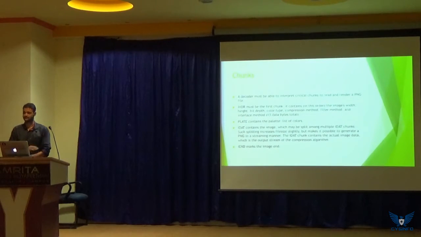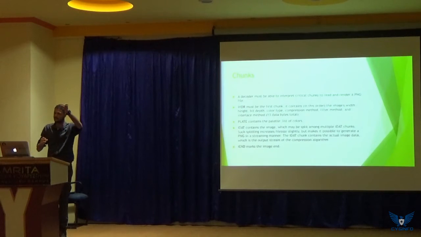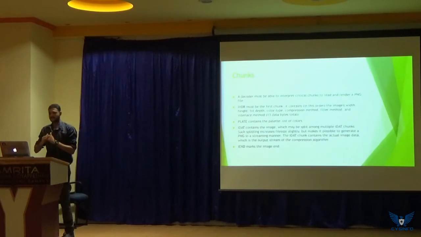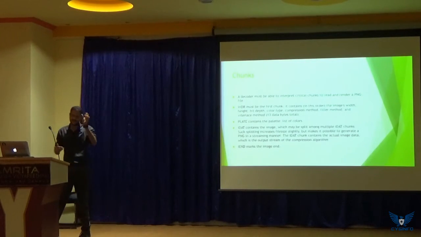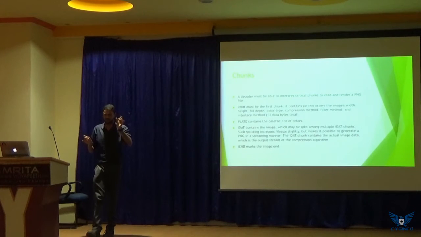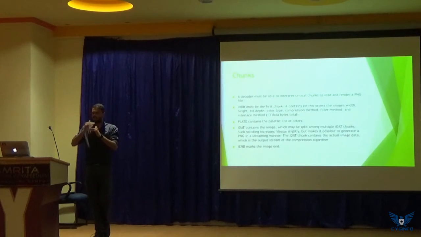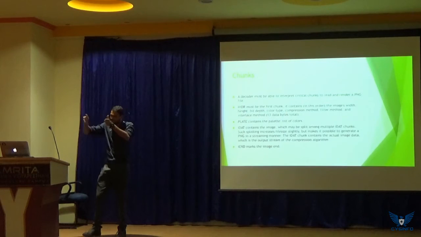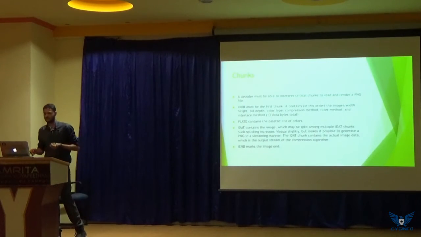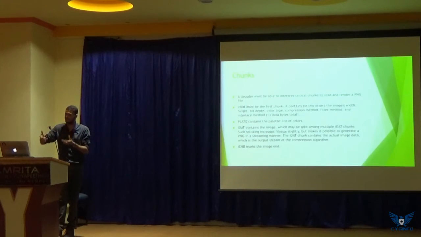These are the different types of chunks. They are like blocks in a PNG. First there will be the header, then IDAT, then IEND. IHDR and IEND will be only one each, but IDAT can be multiple. There could be multiple IDAT chunks, depending on the size of the file or the quantity or quality of the image.